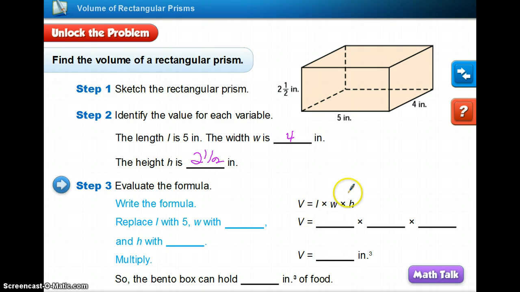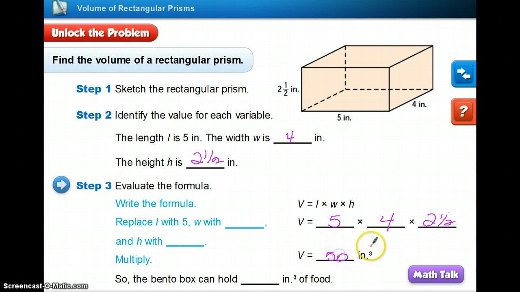So we're going to write the formula volume equals length times width times height, and I'm going to replace the variables with these numbers. So we have the length is 5, width is 4, and the height is 2.5. So when we do that, we multiply it out. 5 times 4 is 20, and 20 times 2.5 is 50.